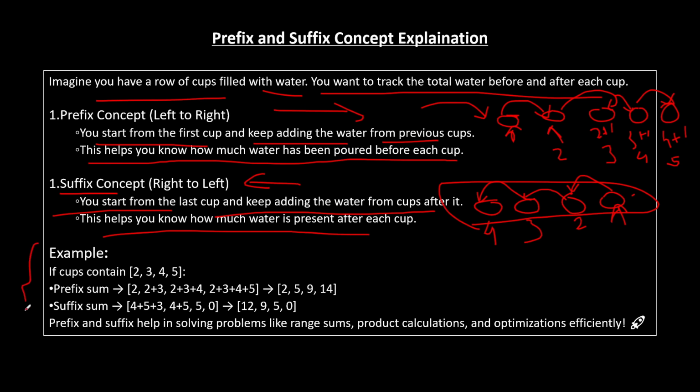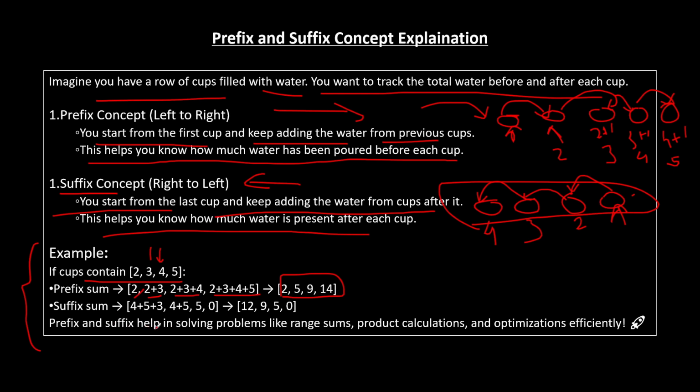Now take an example with integers, right? If the cups contain 2, 3, 4, 5, what would happen? The first cup will have the value 2 itself, right? The second cup will have 2 plus 3 and it will become 5. Now the third cup will have 2, 3 plus 4 and it will become 9. And the last cup will have all of 2, 3, 4 plus 5 and it will become 14. So this is the output of the prefix.